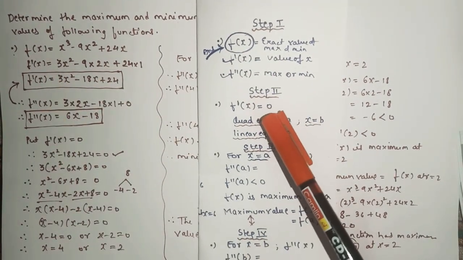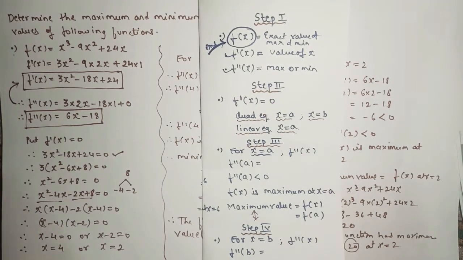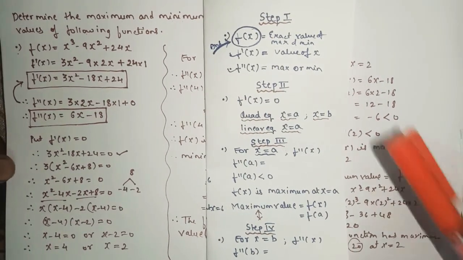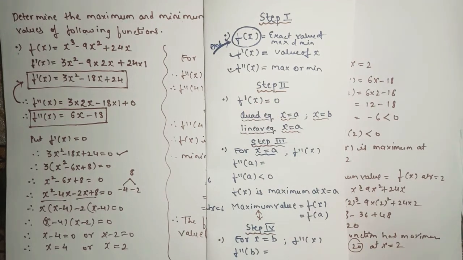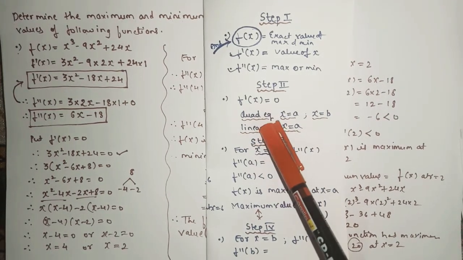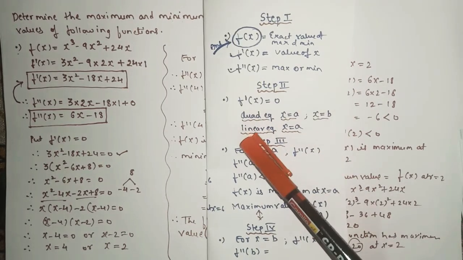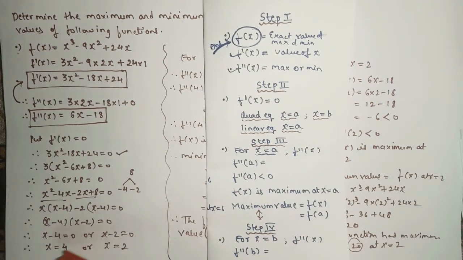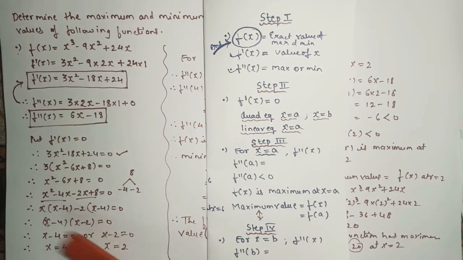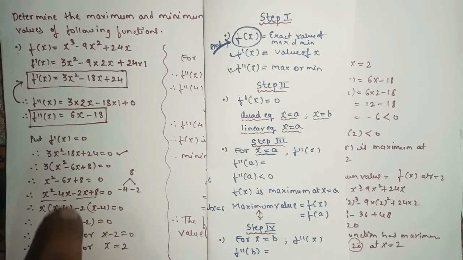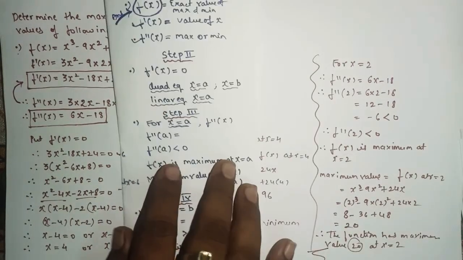After finding the first and second derivative, step number 2 will be what? You will put f dash x equals to 0, where you will get the values of x. So if it is a quadratic equation, you will get two values of x. If it is linear, you will get only one value. Whenever you have two values, one value will turn to maxima and the second value will turn to minima, or vice versa. Whenever you are getting only one value of x in step number 2, see to that either it will be maxima or it will be minima.